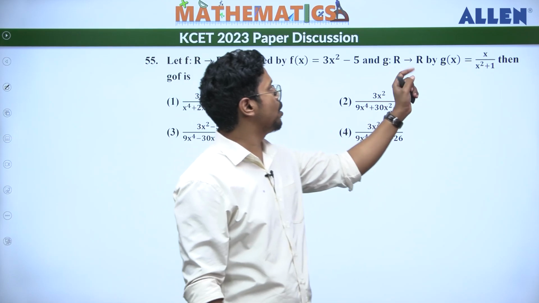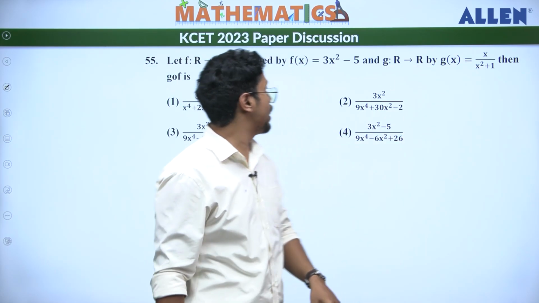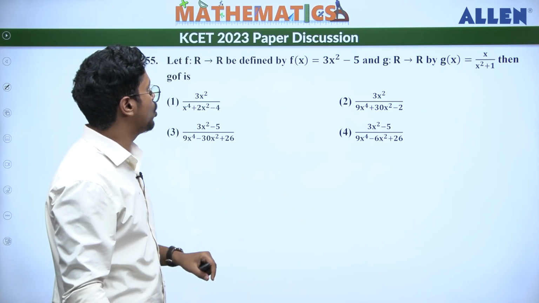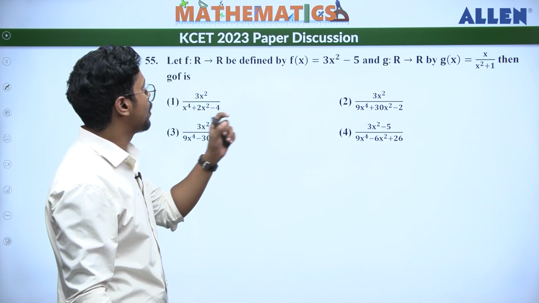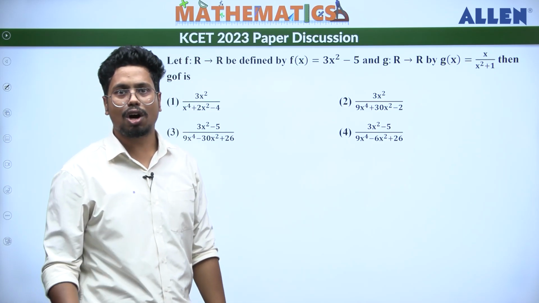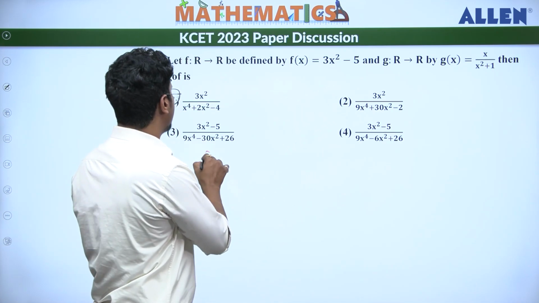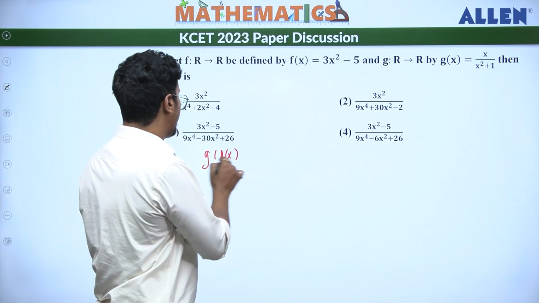Okay, let f: R to R be defined as f of x equal to 3x square minus 5. g: R to R be defined as g of x equal to x by x square plus 1. Then which of the following is the value of g of f of x? So that is what we have to find, g of f of x. Now all of you, if you want to do it, then let us try to understand. Directly you have to substitute the value of f of x in place of x.